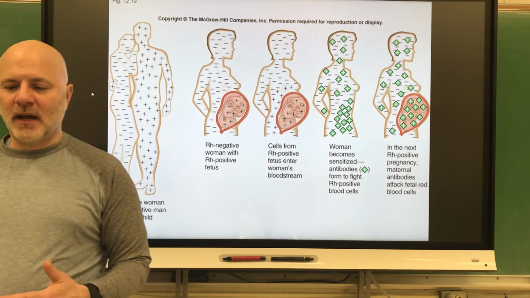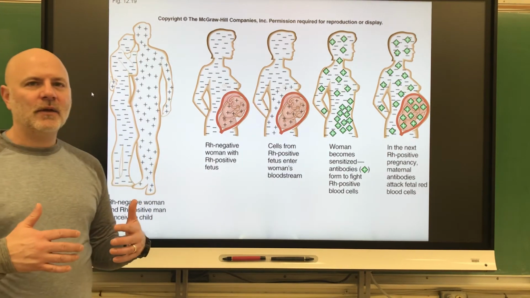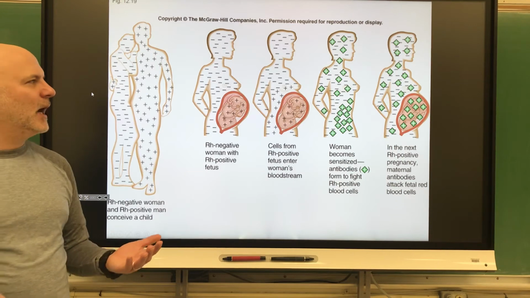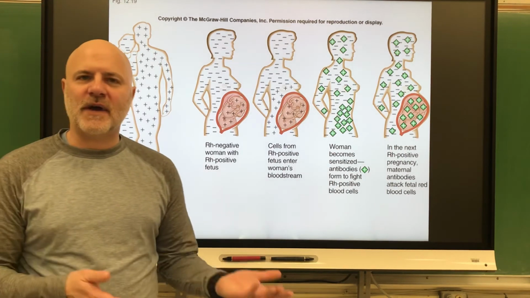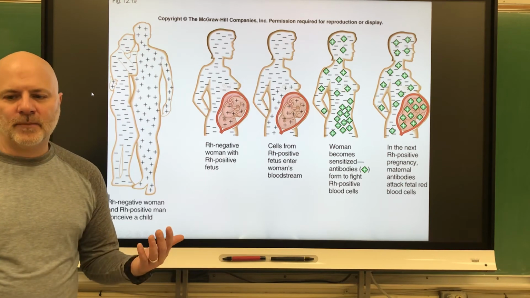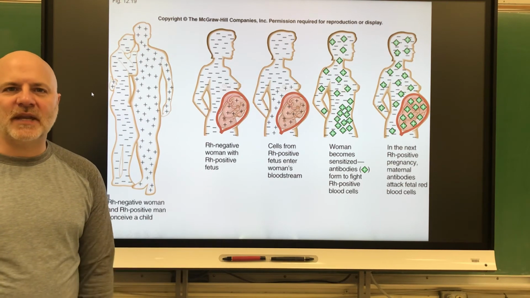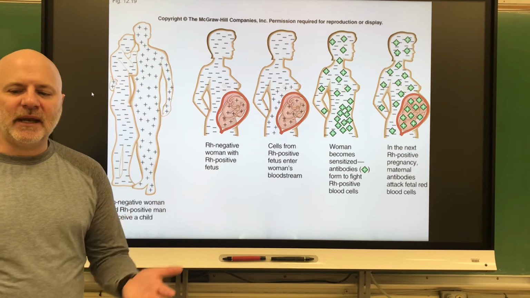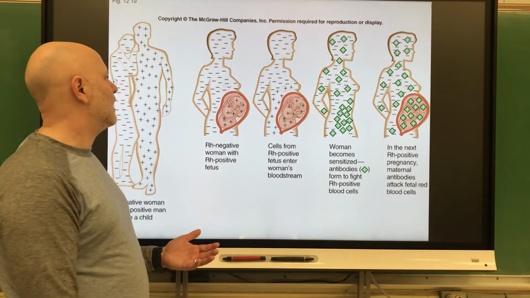Now, most of the time, this isn't an issue, right? If you have A blood, you go to the hospital, they give you A. If they don't have A, they give you O, and so on, all right? Same with positive and negative. But a complication can arise during a pregnancy, all right?